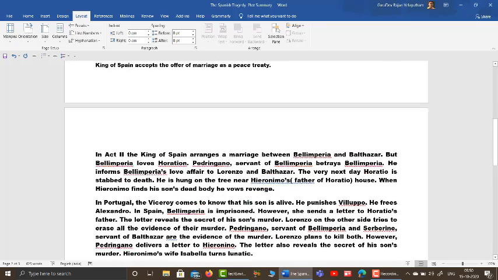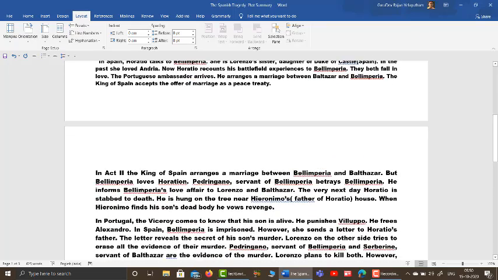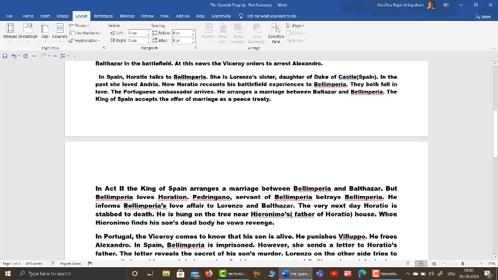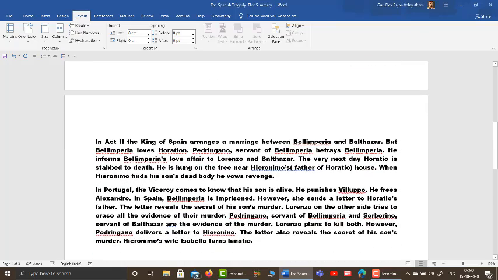Okay. So, but the King of Spain refuses to give any money as a dowry because Balthazar is now the captive. Okay. Now we'll go to next.